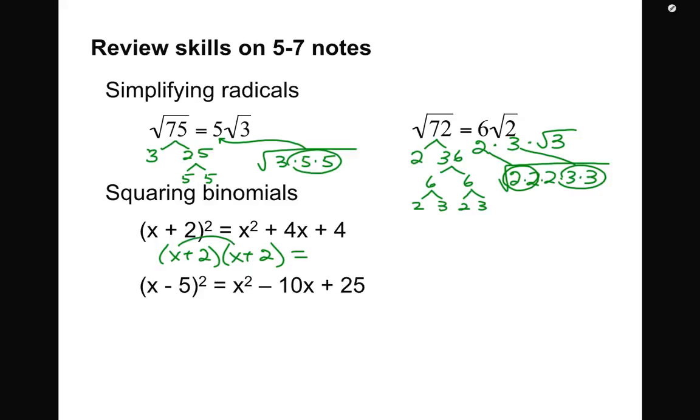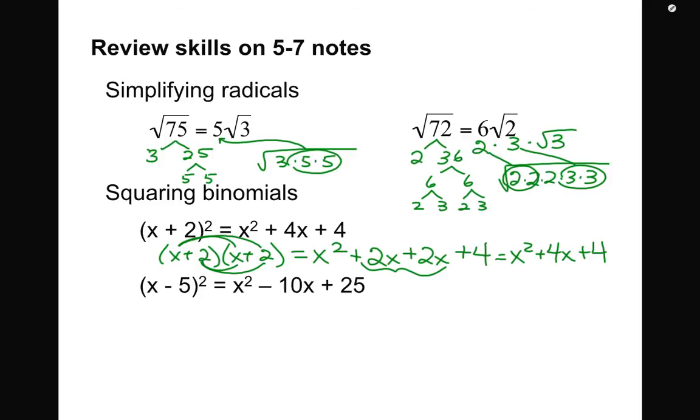So x times x was x squared. X times 2 is positive 2x. Now 2 times x is another positive 2x. And 2 times 2 is 4. You should have 4 terms when you multiply 2 terms times 2 terms. Now these middle 2 terms often combine. And so that's where in the answer I got x squared plus 4x plus 4.